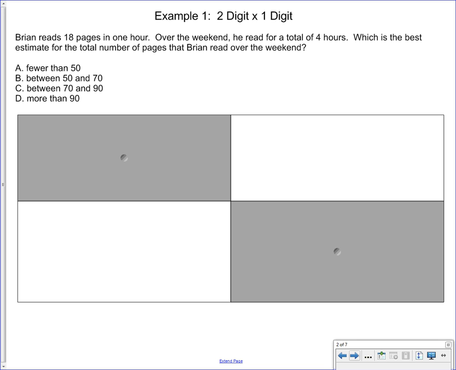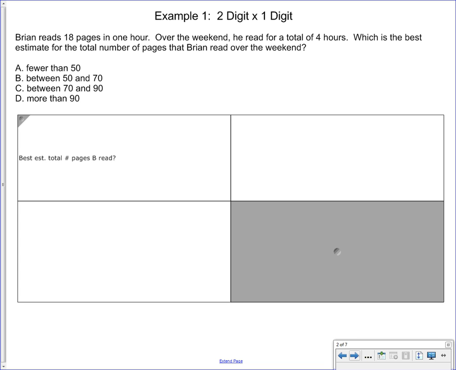Brian reads 18 pages in 1 hour. Over the weekend, he reads for a total of 4 hours. Which is the best estimate for the total number of pages that Brian read over the weekend? So what's our main idea? The best estimate for the total number of pages Brian read.